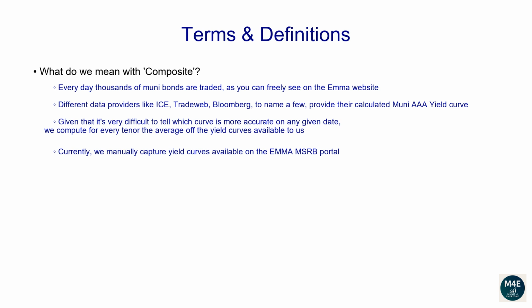Terms and definitions. What do we mean with composite? Every day, thousands of Muni bonds are traded, as you can freely see on the EMMA website. Different data providers like ICE, TradeWeb, Bloomberg, to name a few, provide their calculated Muni AAA yield curve. Given that it's very difficult to tell which curve is more accurate on any given date, we compute for every tenor the average of the yield curves available to us. Currently, we manually capture yield curves available on the AAA-MSRB portal.